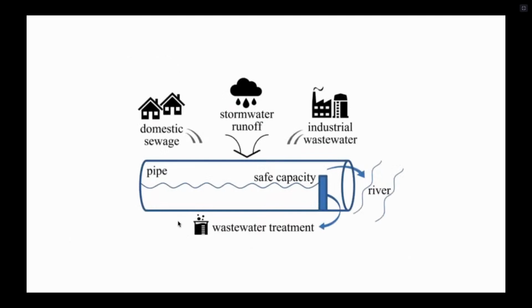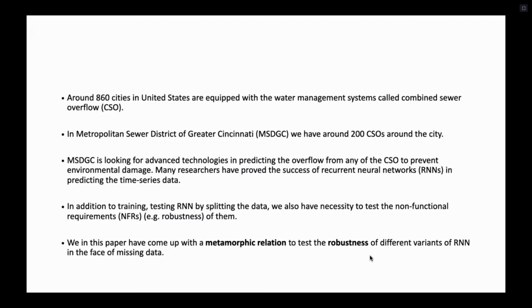Over here, we can see a figure of this combined sewer overflow, where the water will be sent to the treatment plant until it reaches the safe capacity. But if it's above the safe capacity, the water will overflow to the rivers. There are around 860 cities in the United States equipped with this kind of wastewater system and combined sewer overflows. In Cincinnati itself, we have around 200 CSOs working. The Metropolitan Sewer District of Greater Cincinnati has always been looking for advanced technologies that could predict this overflow from the sewer source to prevent environmental damage.